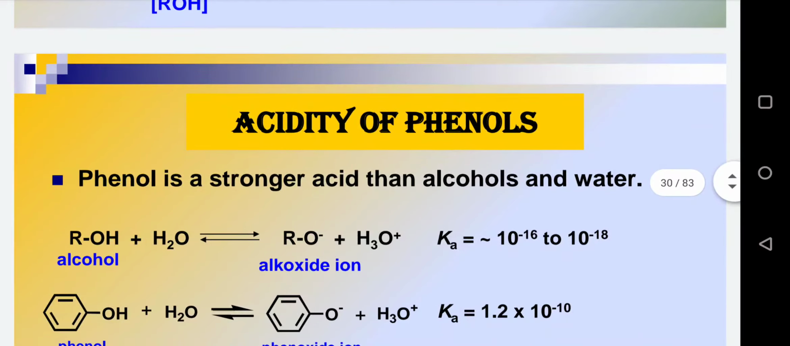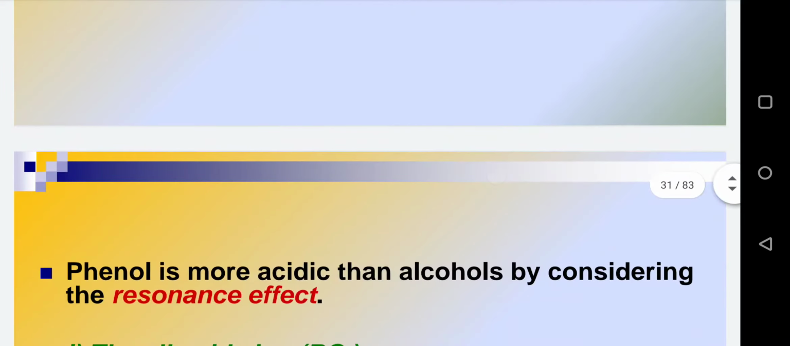So hence we can say that if we compare the acidity of phenols and alcohols, we will do it on the basis of the liberated ions, that is phenoxide as well as alkoxide ions respectively. After the comparison of the stabilities of the two ions, we have found that phenoxide ions are more stable due to the resonance effect than alkoxide ions, and hence phenols are more acidic than alcohols.